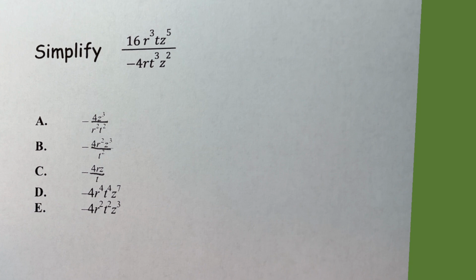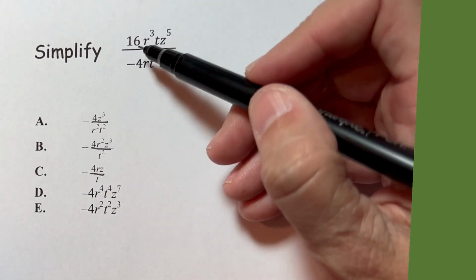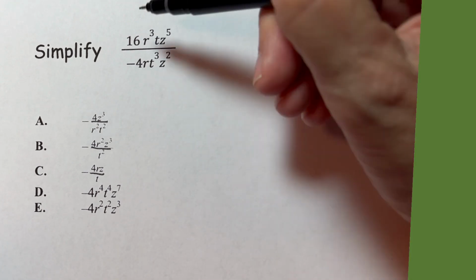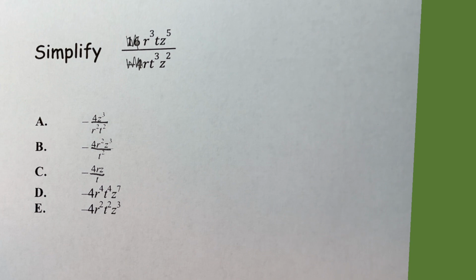Let's get started here. It says simplify 16r cubed t z to the 5 divided by -4 r t cubed z squared. Now when you look at all the answers, they all have the -4. And 16 divided by -4 is -4. So we're done with that.